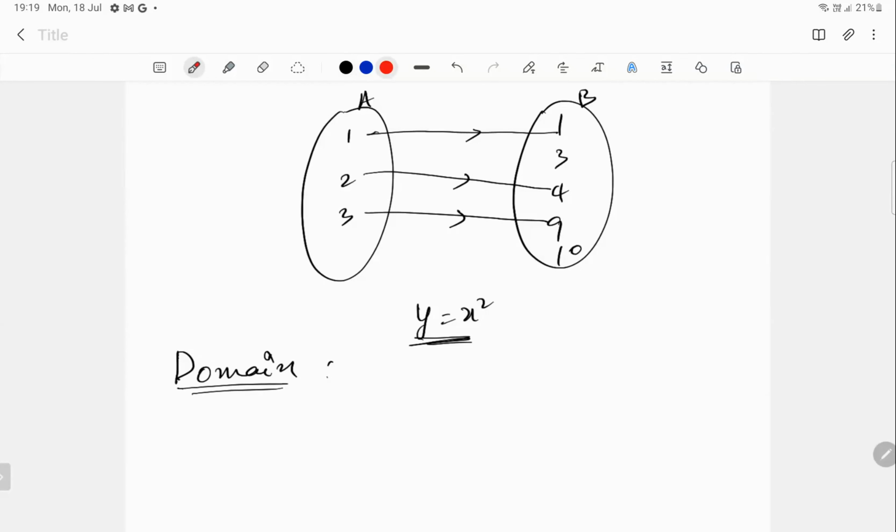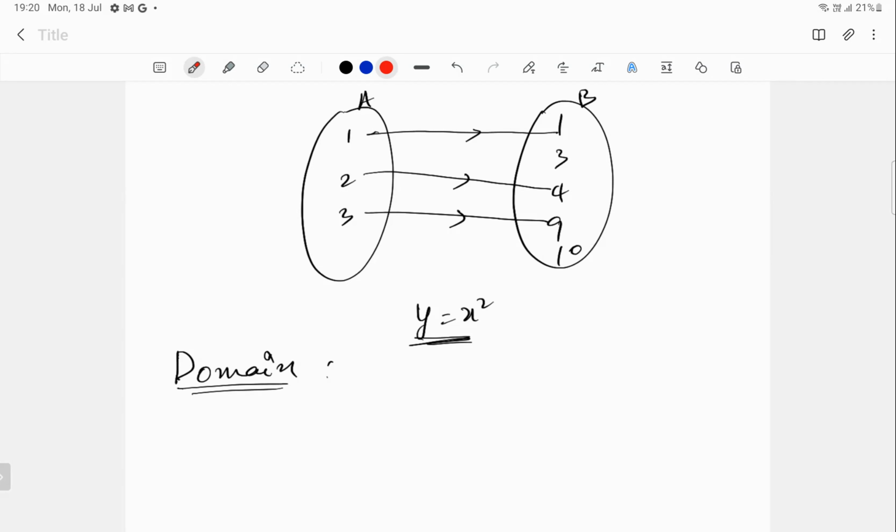Okay, so what is domain? Domain is all the set of values of whatever is defined. 1, 2, 3. This is the domain. So domain here is the set of values of this set. So 1, 2, and 3 will be the domain from this mapping. That means all the elements of set A will be your domain, because we are mapping from A to B.